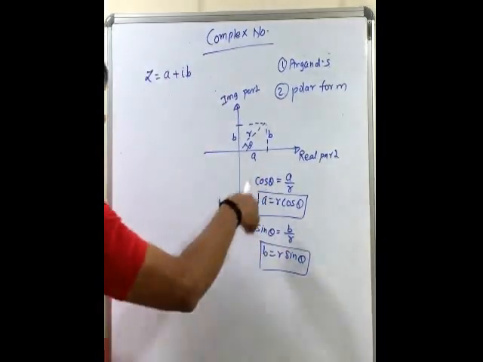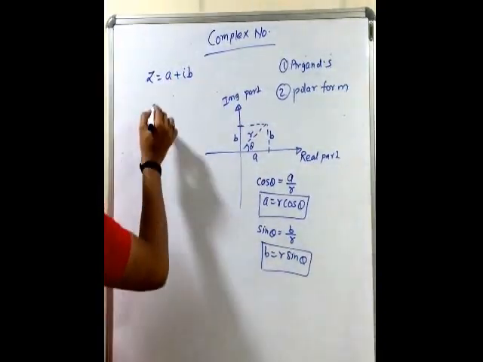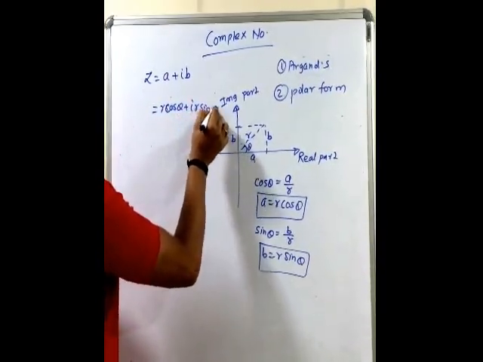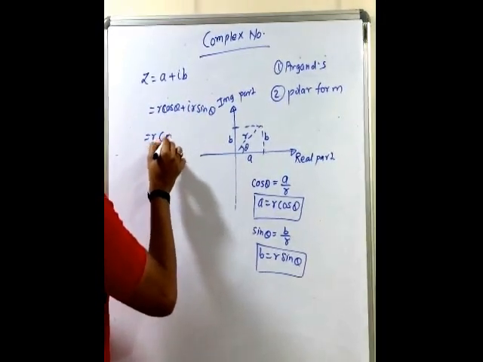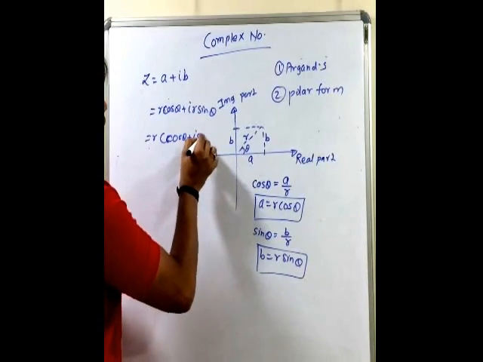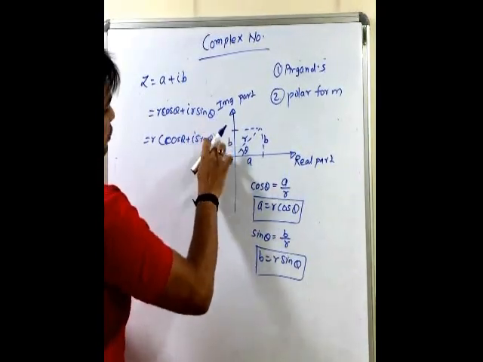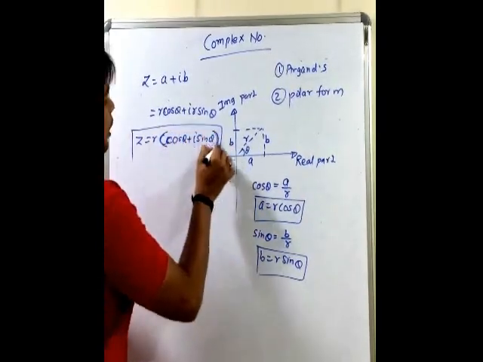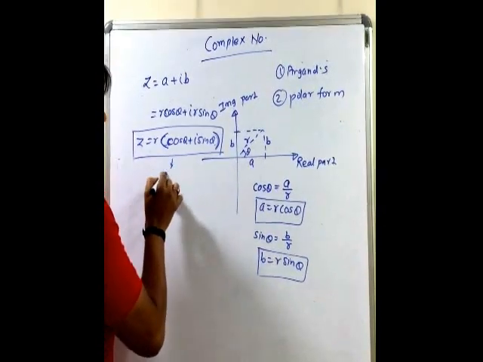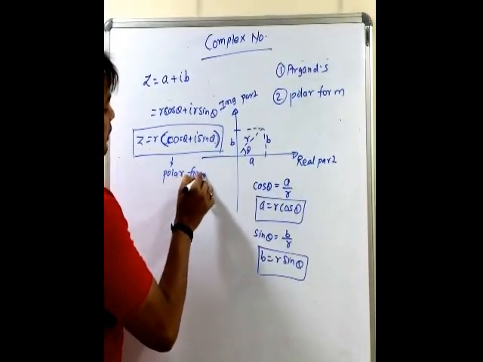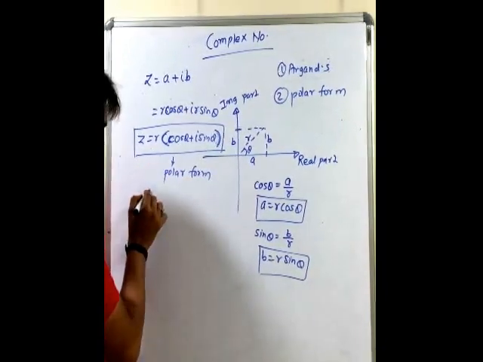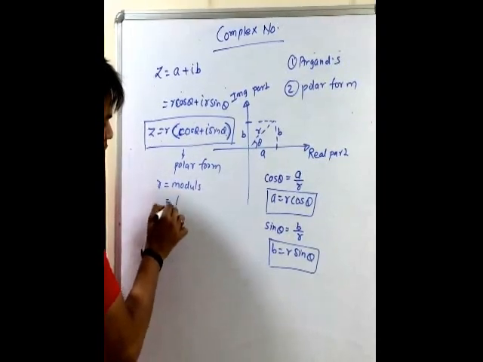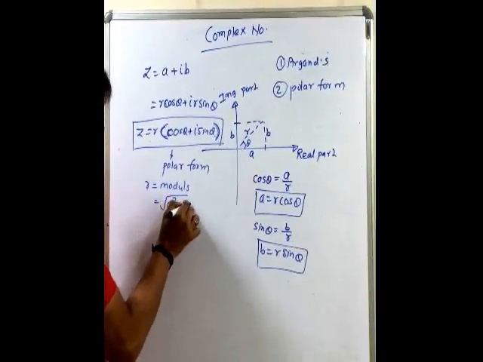Now let's substitute A and B in the complex number. It will become R cos theta plus i R sin theta. Take R common, that will become R times cos theta plus i sin theta. Right? So this is the polar form of the complex number, where R is equal to the modulus, that is root of A square plus B square.